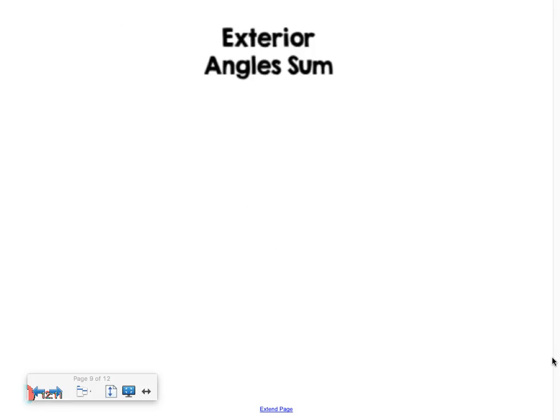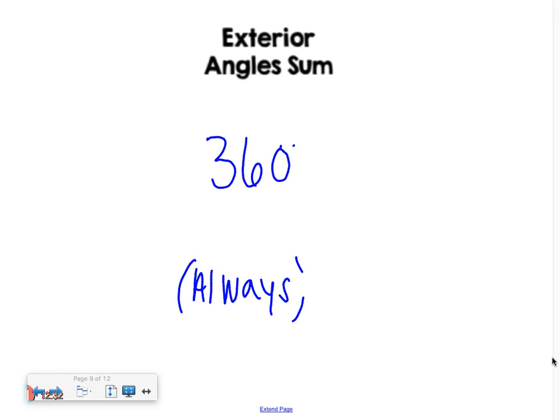Okay, now we're shifting gears to the outside angles, the exterior. And this one's easy. The sum of the exterior angles is always 360. There's no formula, you just need to remember that. They always add to 360. Always. No matter the shape, it's always 360.